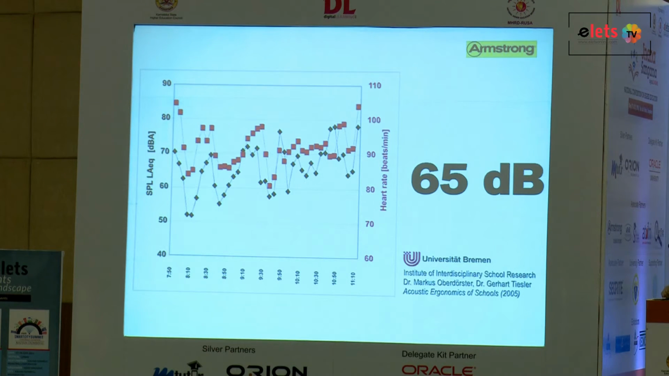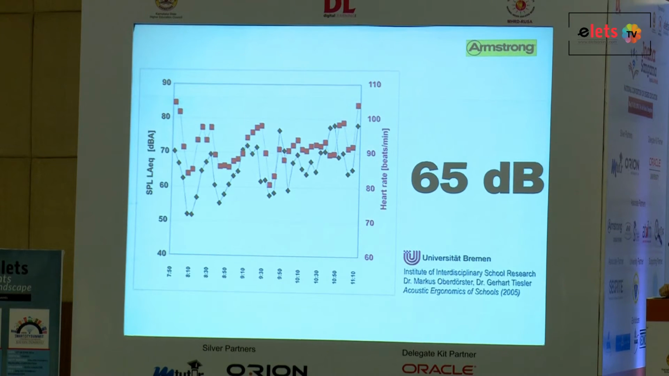It's not just the children who are affected, though. This study in Germany found the average noise level in classrooms is 65 decibels. I have to really raise my voice to talk over 65 decibels of sound. And teachers are not just raising their voices. This chart maps the teacher's heart rate against the noise level. Noise goes up, heart rate goes up. That is not good for you.